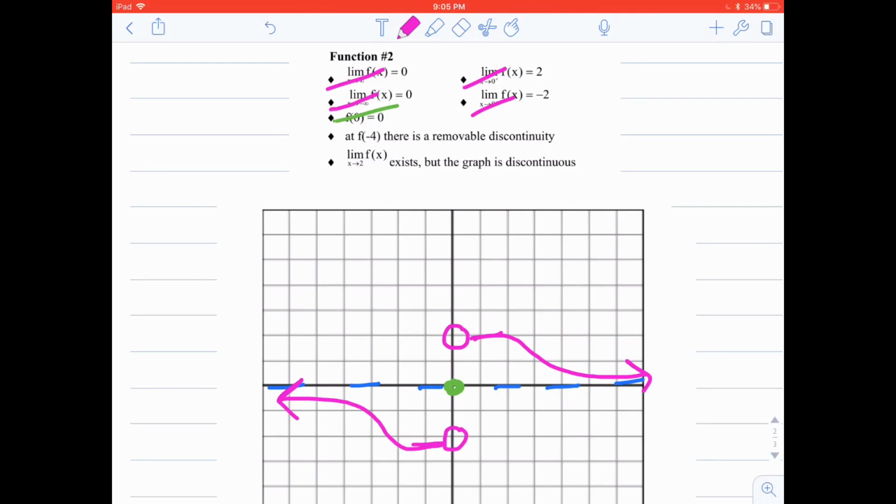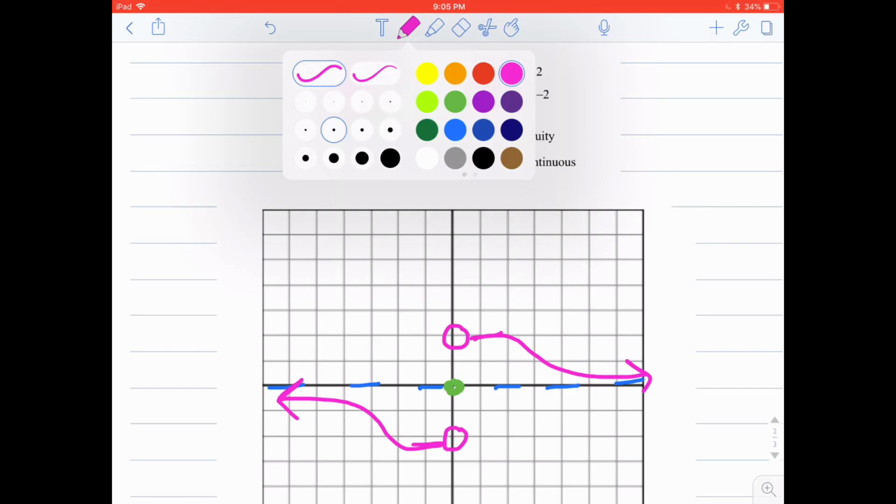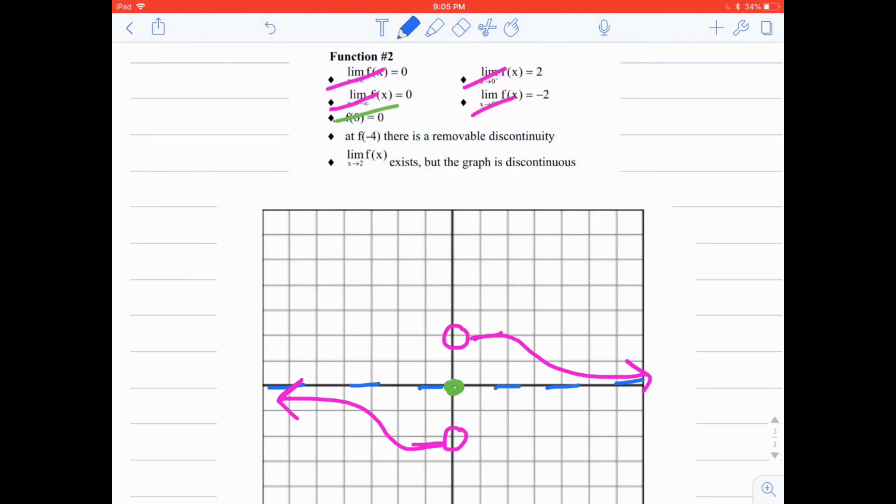And so now I just need to go and draw in those discontinuities. And I'll go ahead and do these in blue. So when the x value is -4, I'm going to have a hole there. And when the x value is 2, I'm going to have a hole there.